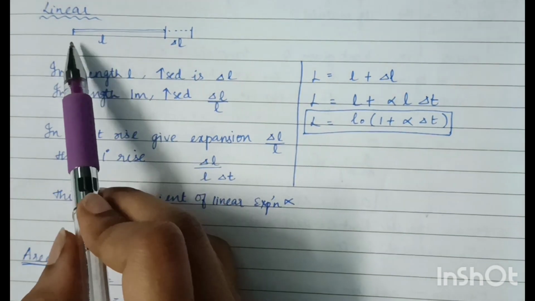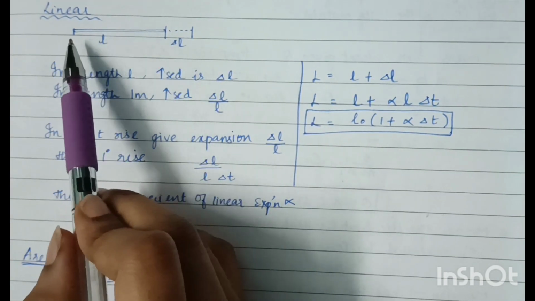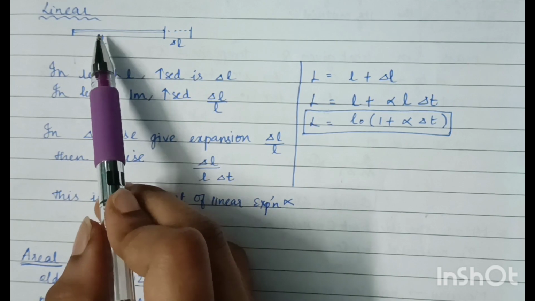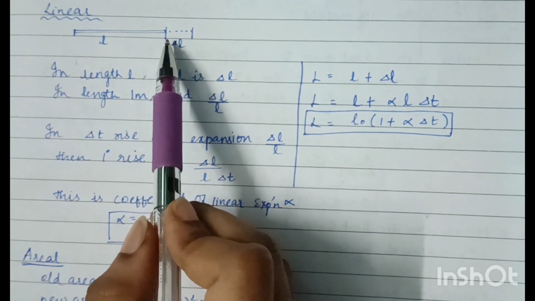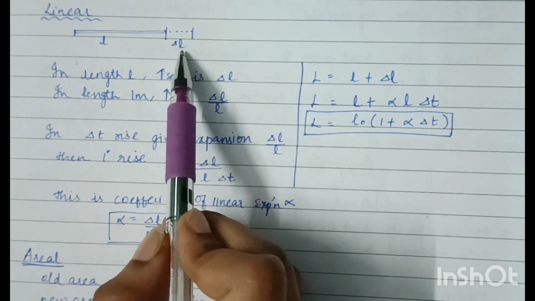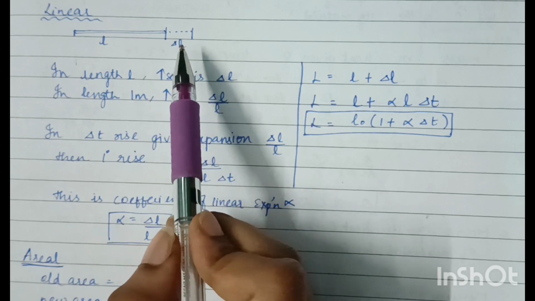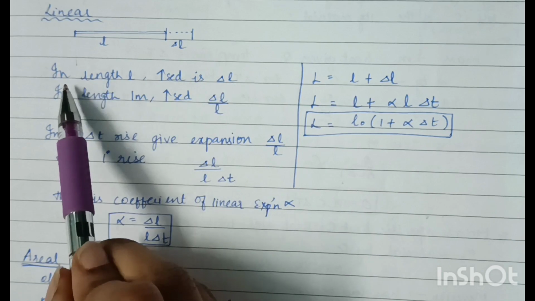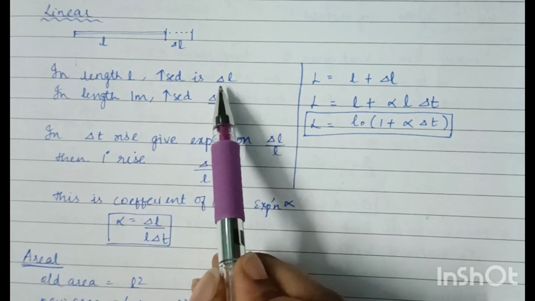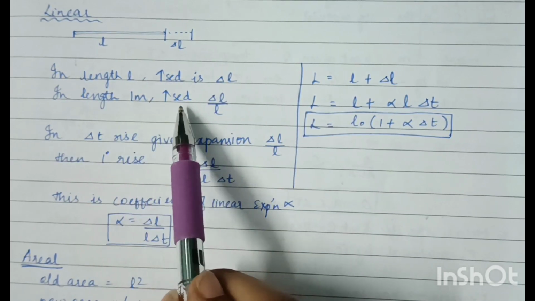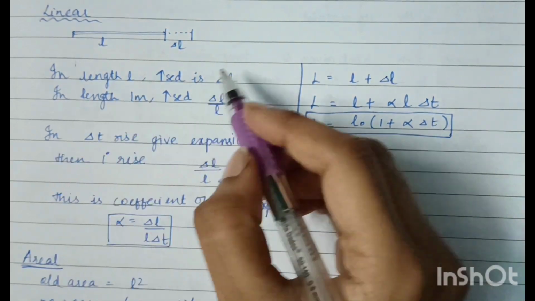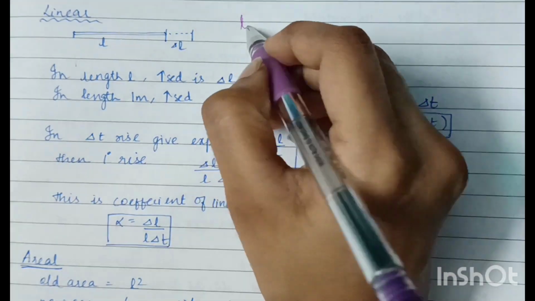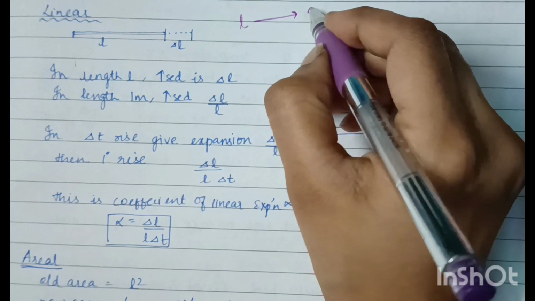Initially, let us assume this to be a rod of length L, and because of heating there is a small rise in the length, that is delta L. That delta L is nothing but the change in length. So in length L, the increased length is delta L. You can consider it like this: for L length, the length increased is delta L.